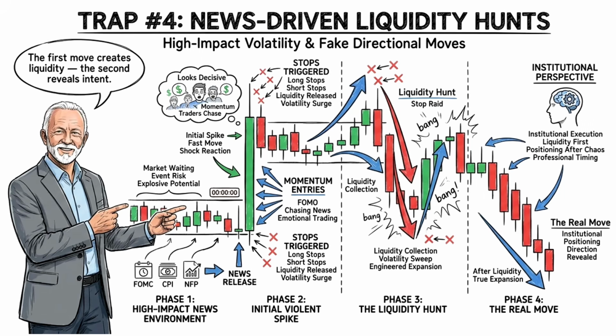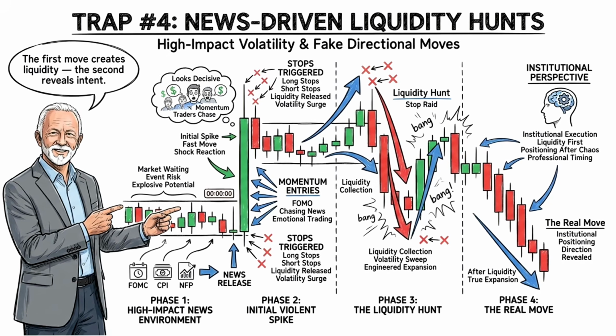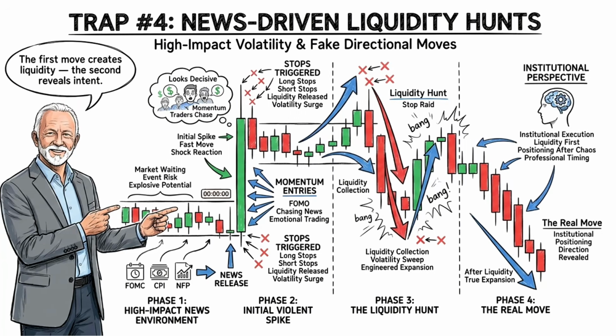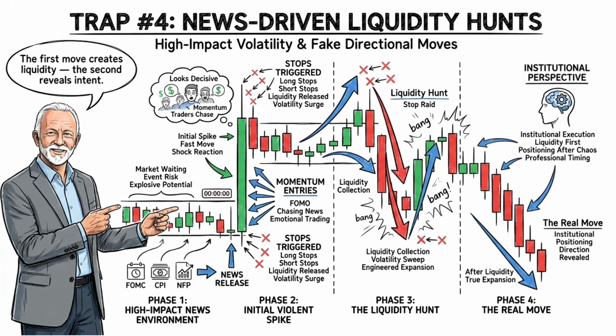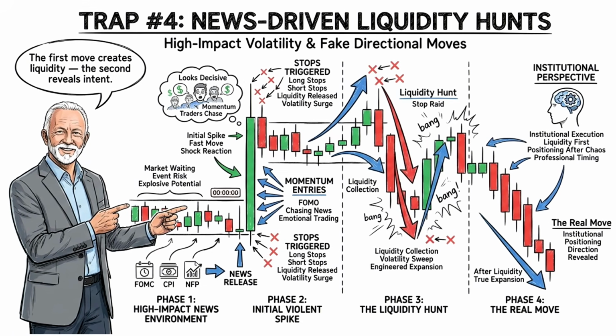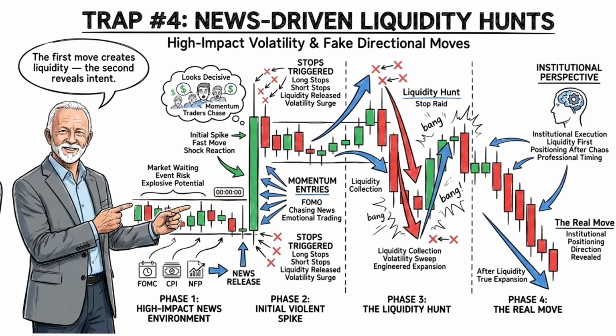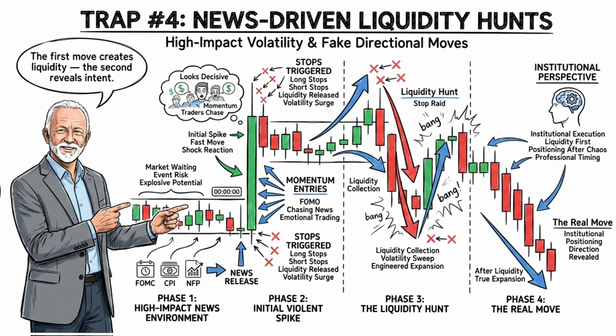Trap number 4. News-driven liquidity hunts. This one is particularly brutal. High-impact news releases, FOMC decisions, CPI prints, NFP reports create enormous volatility. What many retail traders don't realize is that price will frequently spike hard in one direction immediately after the release, only to reverse completely within minutes.